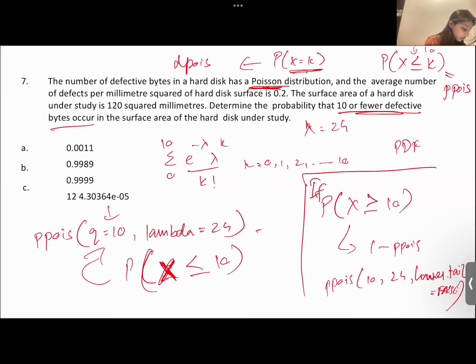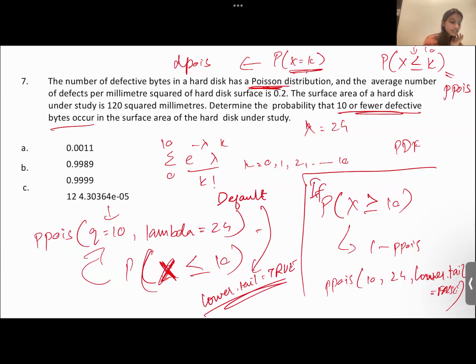Yeah, but the answer to this question is just this. By default, lower tail is equal to true, so you don't have to specify lower tail is equal to true here. If the question is lesser than or equal to 10, you just directly use this. If the question is greater than or equal to 10, you use the same thing, but specify lower tail is equal to false.